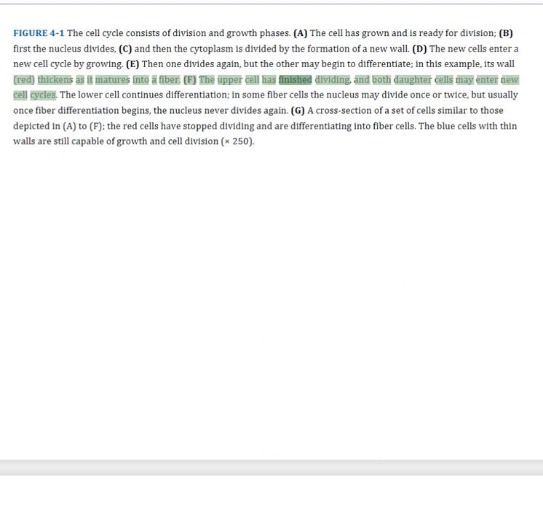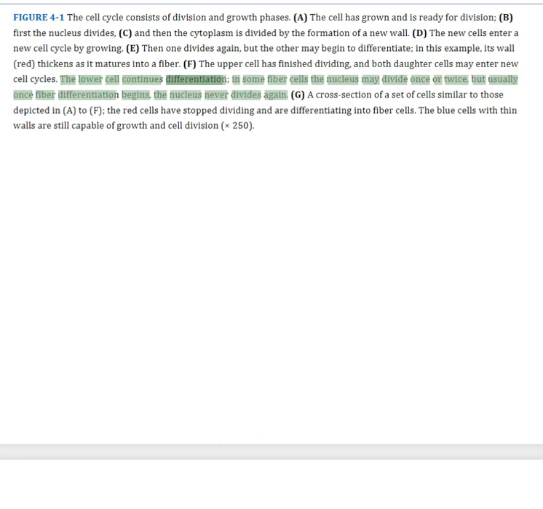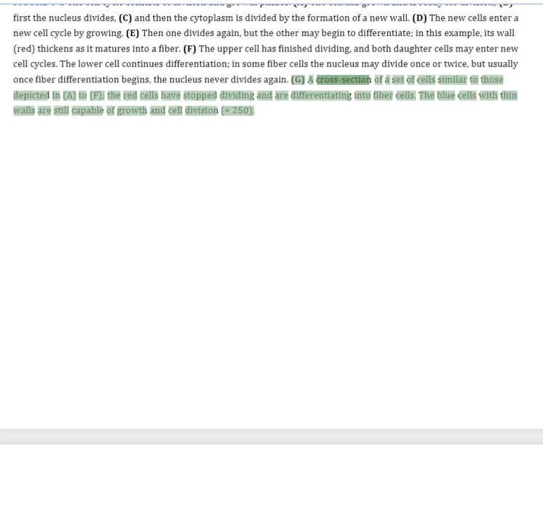The upper cell has finished dividing, and both daughter cells may enter new cell cycles. The lower cell continues differentiation. In some fiber cells the nucleus may divide once or twice, but usually once fiber differentiation begins, the nucleus never divides again. A cross-section of a set of cells similar to those depicted: the red cells have stopped dividing and are differentiating into fiber cells. The blue cells with thin walls are still capable of growth and cell division.